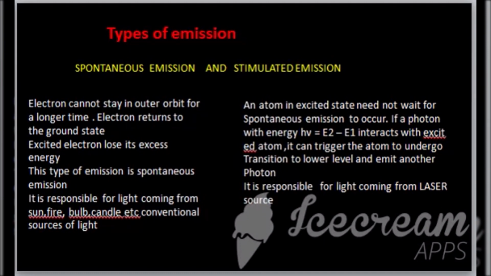As in laser, there is a stimulated emission. An atom in excited state need not wait for spontaneous emission to occur. If a photon with energy h nu interacts with excited atom, it can trigger the atom to undergo transition to lower level and emit another photon. It is responsible for light coming from laser source.